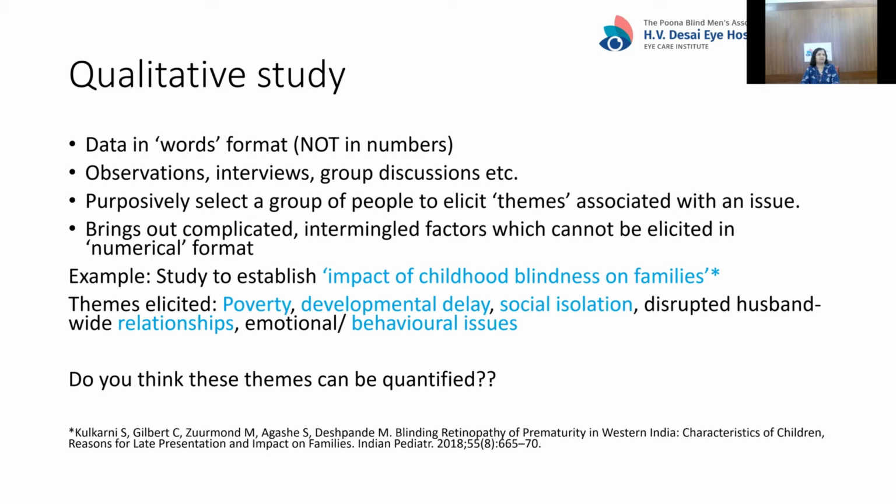HV Desai group carried out this particular study to get information on impact of childhood blindness on families, wherein mothers of children who had gone blind in early infancy were interviewed, and the themes that came out of these interviews were poverty, developmental delay of the child, social isolation of the family, disrupted husband-wife relationship, and several emotional and behavioral issues of the child.